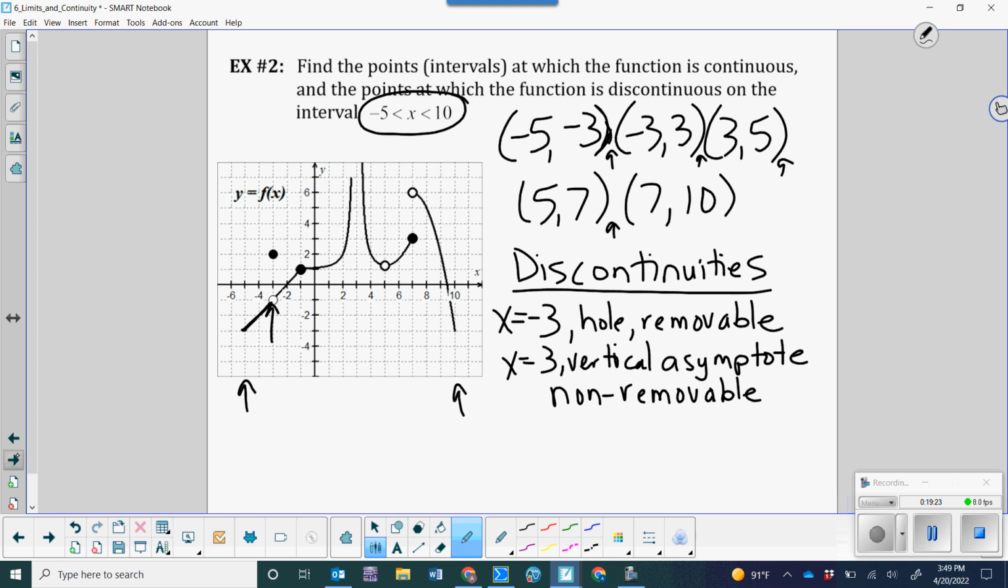It's a single point. We also have x equals 5, and that is going to be a simple point discontinuity again, or a hole, and that is removable.